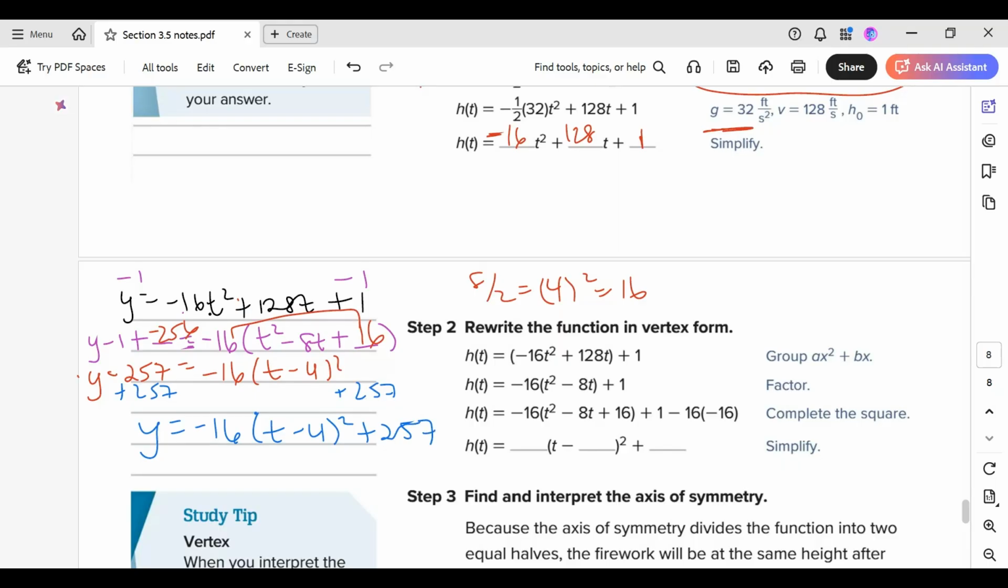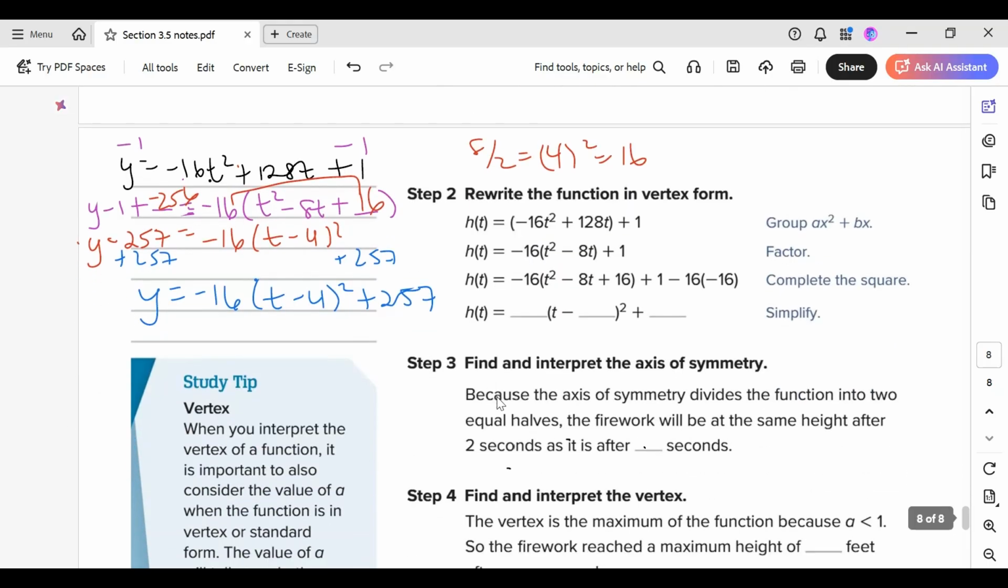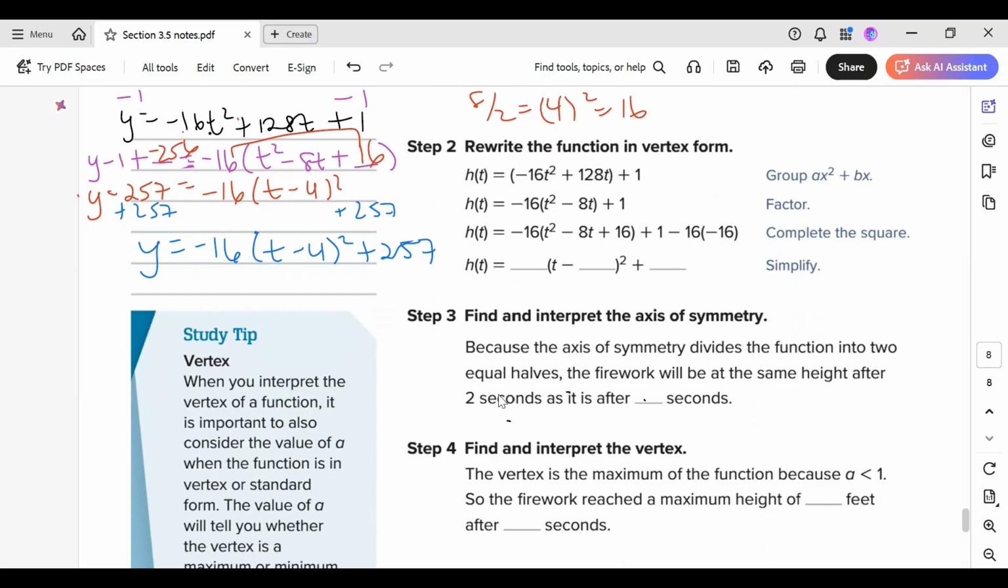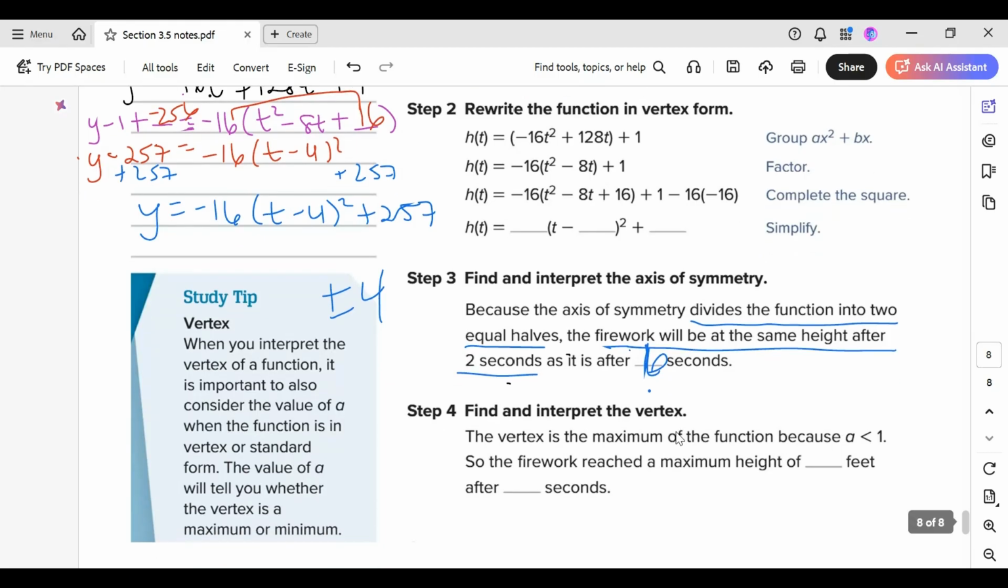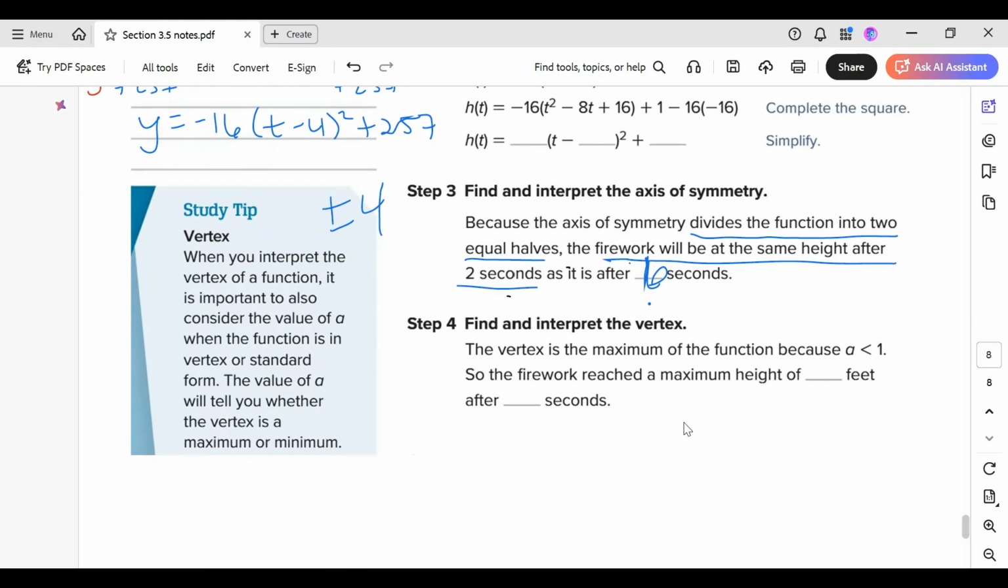In step 3, it says find and interpret the axis of symmetry. Because the axis of symmetry divides the function into 2 equal halves, the fireworks will be at the same height after 2 seconds as it is after 6 seconds, because remember, we are doing plus and minus 4 seconds from our start point. Step 4 says find and interpret the vertex.